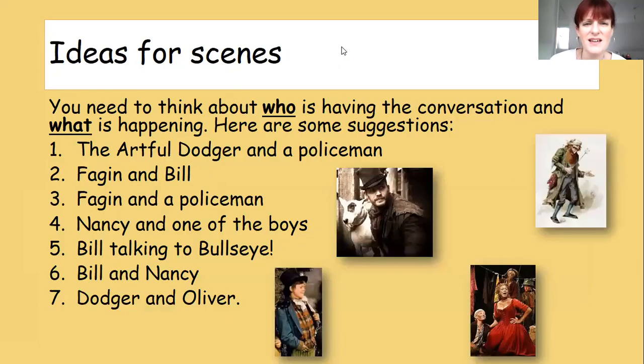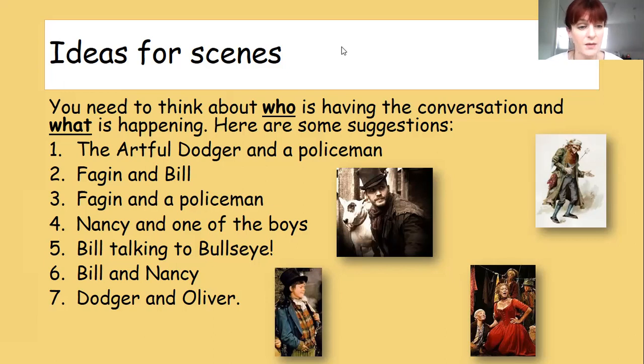Okay, so these are my ideas for a few scenes. So you need to think about who's having the conversation, what's going on. So it could be any of these ideas. Artful Dodger and a policeman could be having a conversation. It could be between Fagin and Bill. As in, you could be writing as either character. So if you've chosen to describe Bill, then there's no reason he can't have a conversation with Fagin.